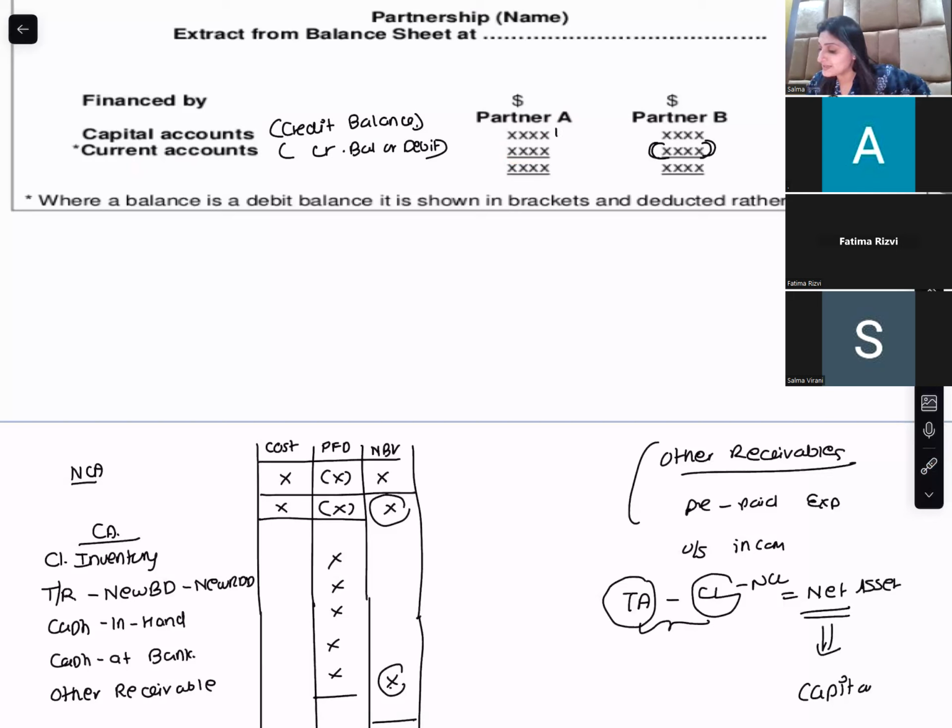I'll give you examples. Suppose capital is 100 for partner A and capital is 200 for partner B. So your total capital will become 300. Are you with me? Current account: partner A's current account balance is 50, which is a credit balance. That's normal. But partner B's is 10, which is a debit balance. So I will put this in bracket and my total will become 40.